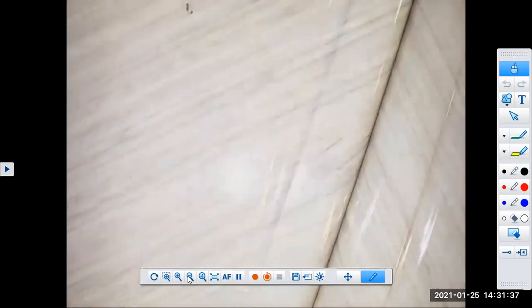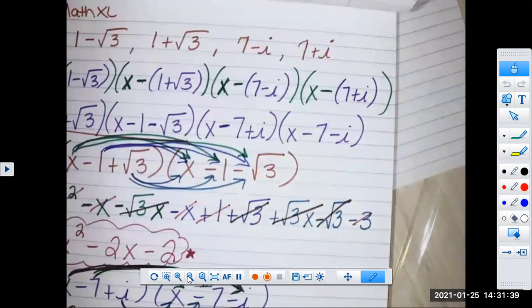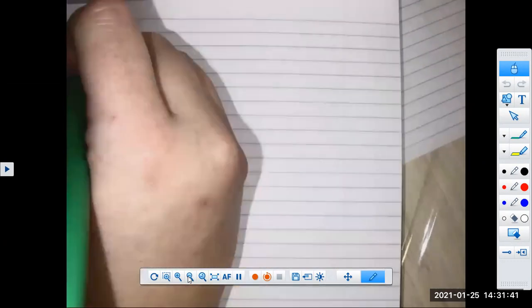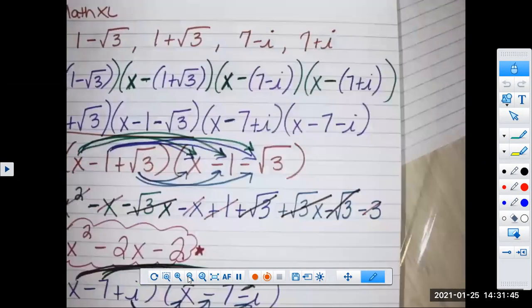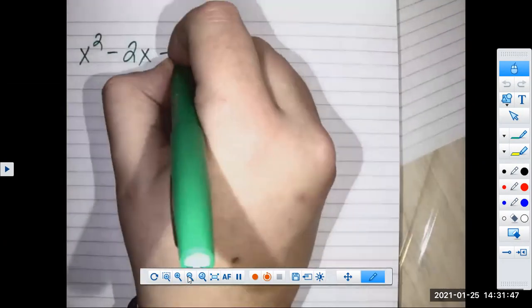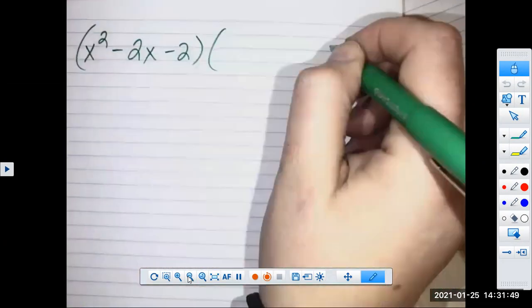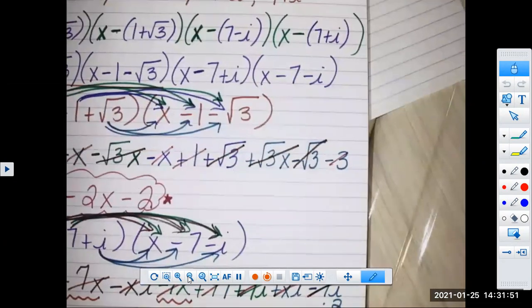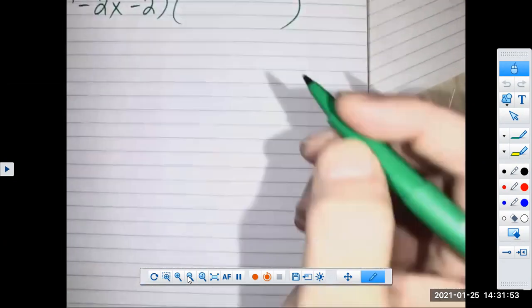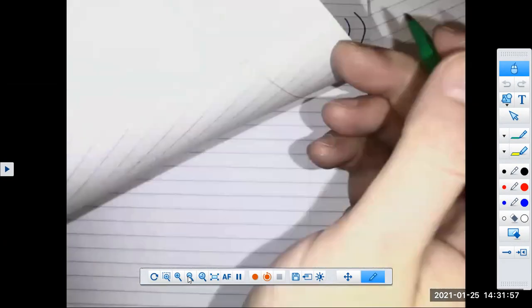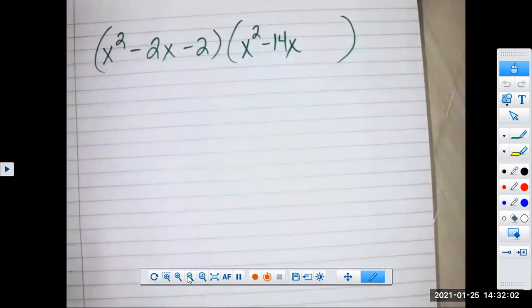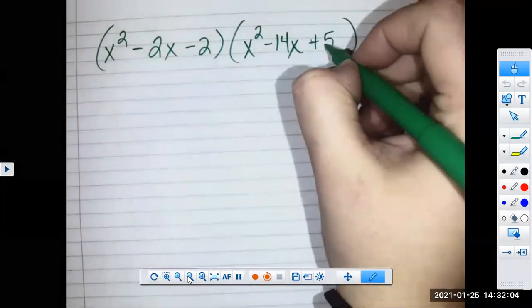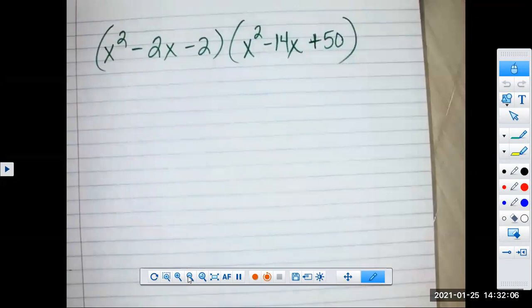All right. Multiply these together and we're finally done with this problem.